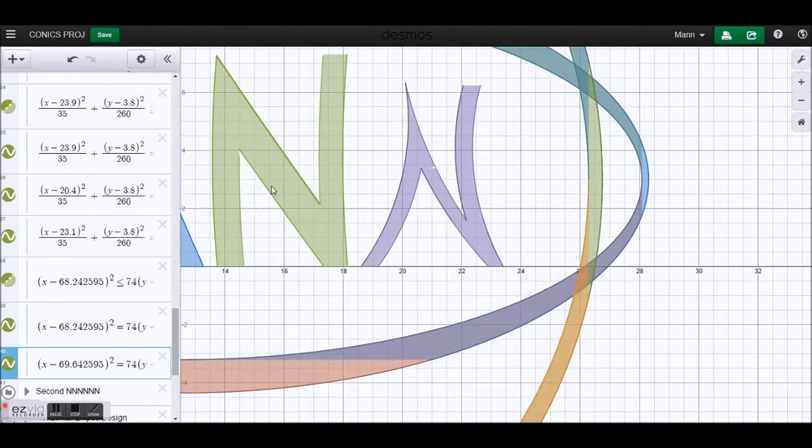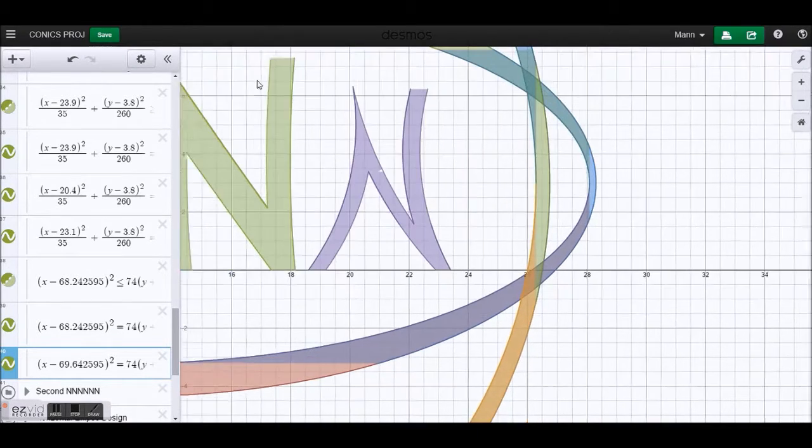The slanted parts of the N were created using really large parabolas, and similar to their ellipse counterparts, they were restricted to the points at which they intersected with the ellipse, such as here and here. As well as the restrictions were set to y equals 0 and the height of the A.